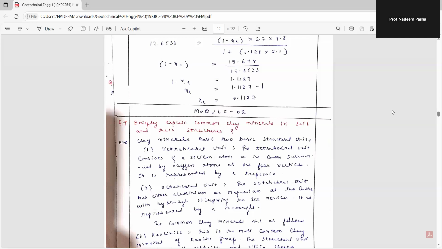So this is the introduction part of basic geotechnical engineering one. Okay, so 1 minus eta is equal to G gamma W divided by 1 plus WG, you put here.